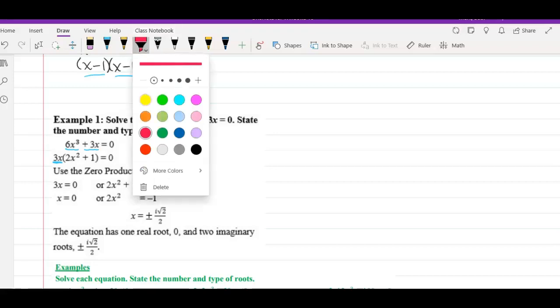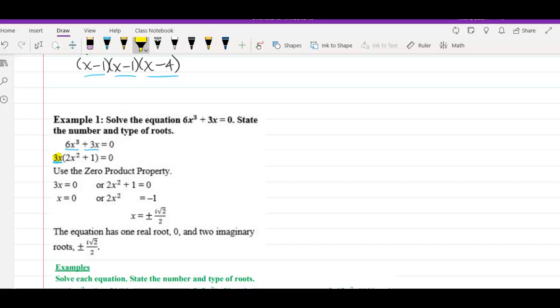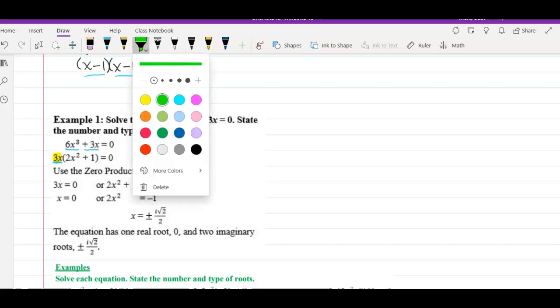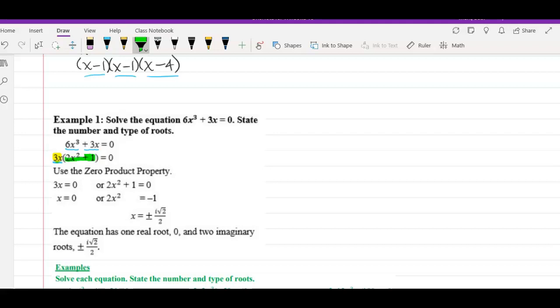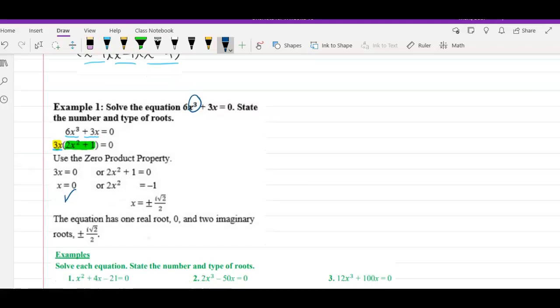We have here things multiplied together. That's a factor, and this is a factor. Anytime you have something grouped together in parentheses, that makes it a factor. So we set each factor equal to 0 and solve. We get x equals 0, x equals plus or minus i square root of 2 over 2. Notice we were expecting 3 answers because it's a degree 3, and that's exactly what we have here. We have 1 real root and 2 imaginary roots.